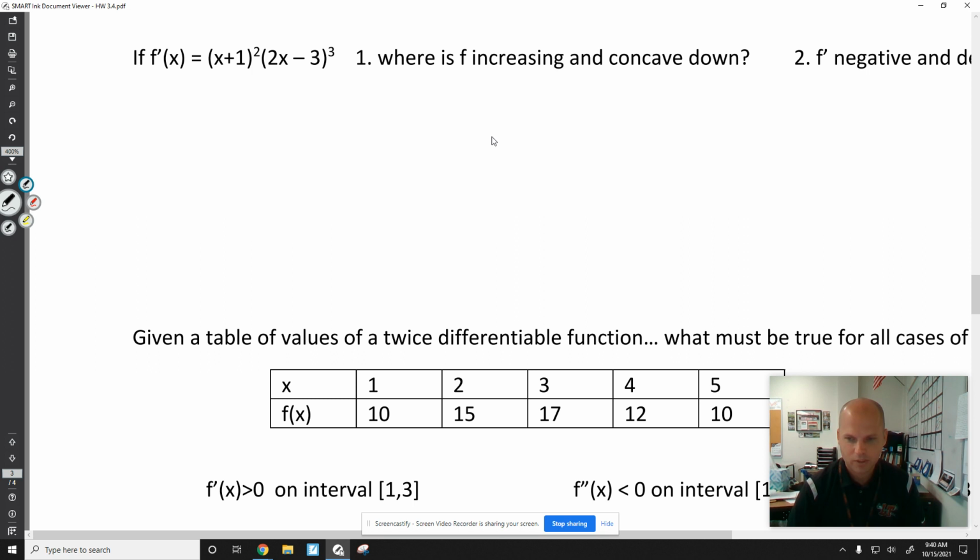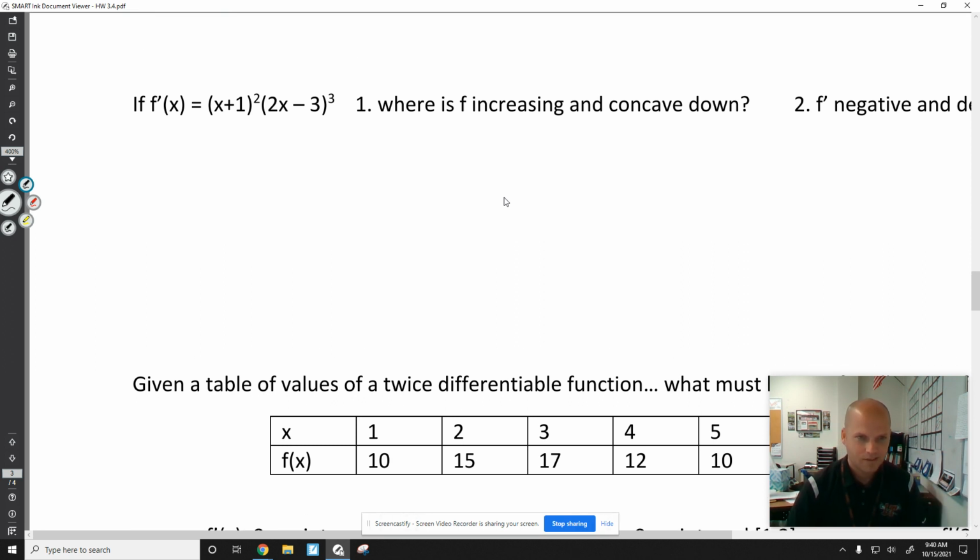Jerks. Who wrote this question? Mr. Messer, why did I write this question? Because I want you to practice your derivative rules. That's why.